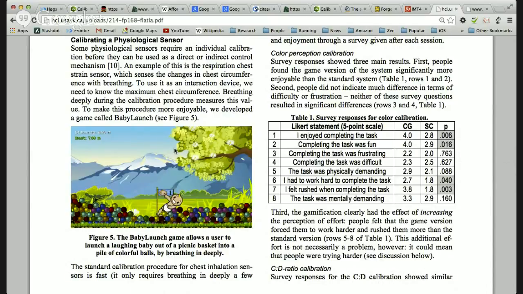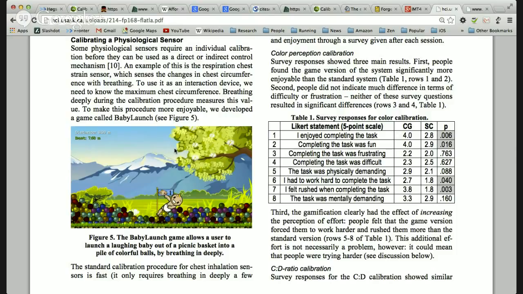But this was done more to see what kind of effects it would have on players' performance, like if you added rewards and challenge and progress, how that would affect the measurements. So you breathe out, and it's called baby launch, which I think is a little weird. You basically breathe out and you throw this baby. He's happy with it. They say he's laughing and you're throwing him into a ball pit, but still it seems like you could throw something more appropriate. Basically that's the only thing you do. You sit there and breathe out, and the further you breathe out, the further you throw the baby, and you get scored based on that.